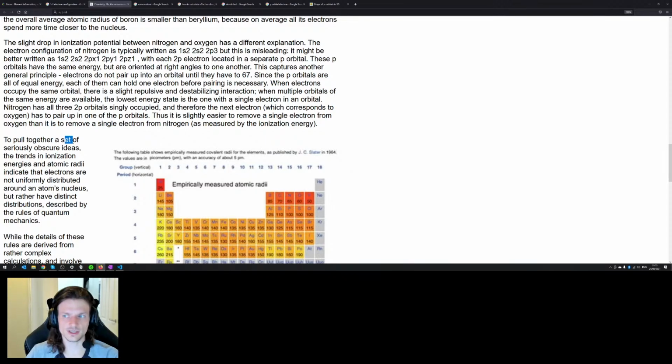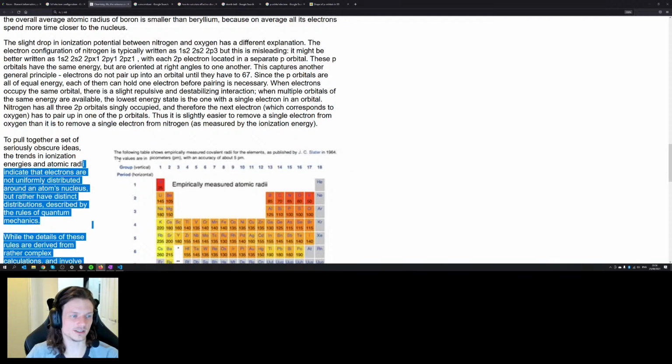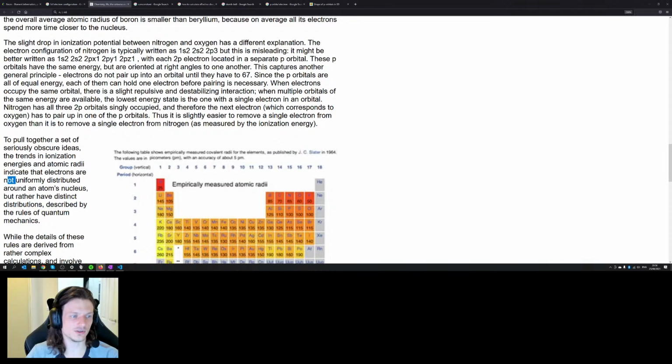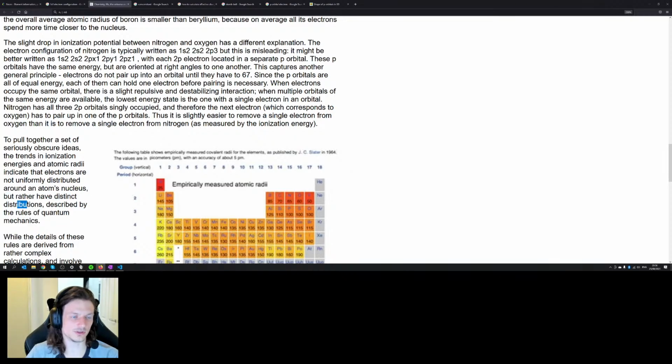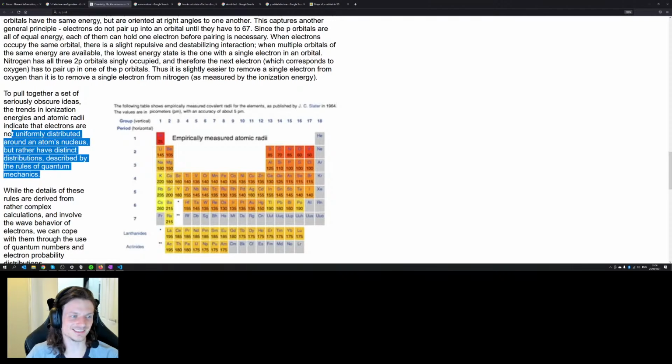To pull together a set of seriously obscure ideas, the trends in ionization energies and atomic radii indicate that electrons are not uniformly distributed around an atom's nucleus, but rather have distinct distributions described by the rules of quantum mechanics.